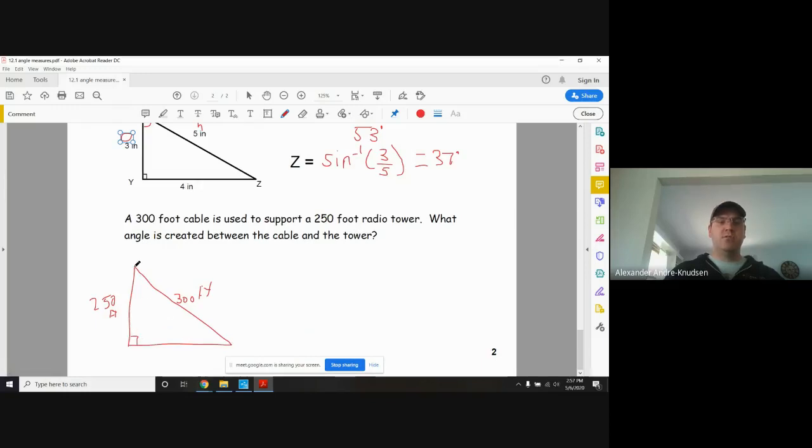This is our top of the tower. So the angle we're talking about is between the cable and the tower right here. So I can see that we have the hypotenuse and the adjacent. So I'm going to use inverse cosine because that's the one that uses adjacent over hypotenuse. So the angle created, in your calculator, punch it in, is 33.56 if we're going to round to the nearest hundredth. So 33.56 degrees.